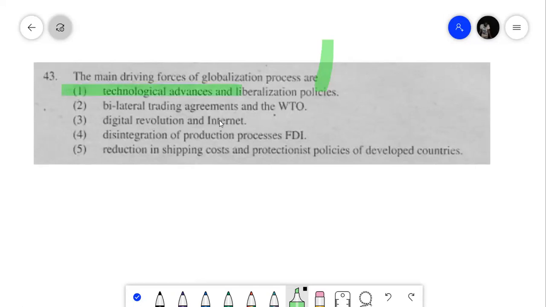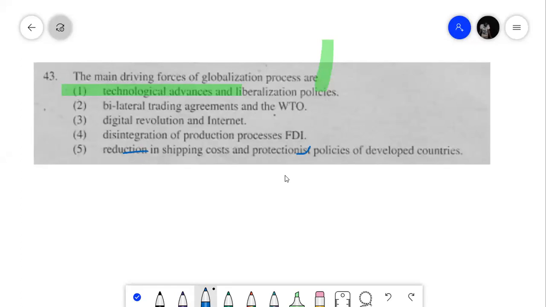Now, bilateral trade agreements and WTO are not really forces of globalization. Yes, they help in globalization, but they are not the main force. Digital revolution, internet, half of it is okay, but this is not the only thing, guys. It's not just the internet that is the driving force, it's the transportation, it's everything, with the technology and everything. Disintegrated production process, no. Reduction in shipping costs, maybe that is fine. But not protectionist policies. This is going the other way around. If you put protectionism, there is no globalization, there is no free trade.